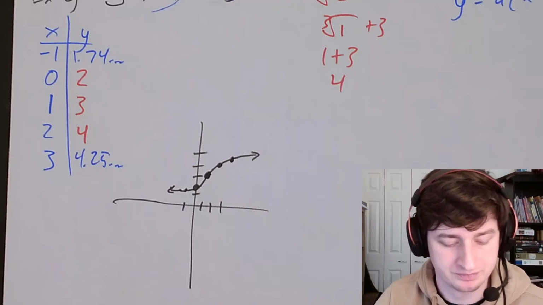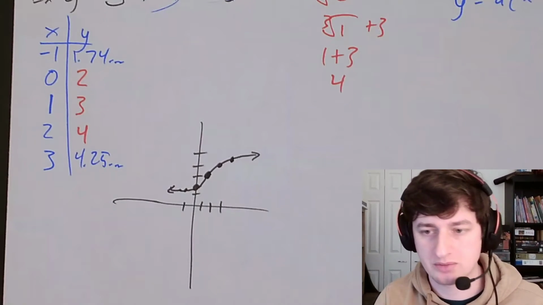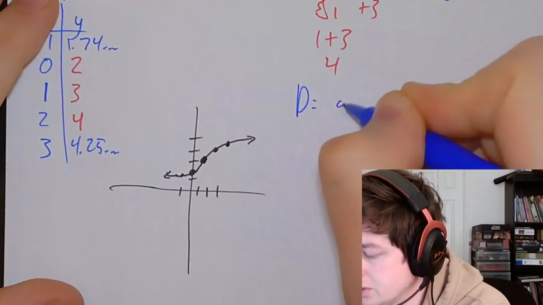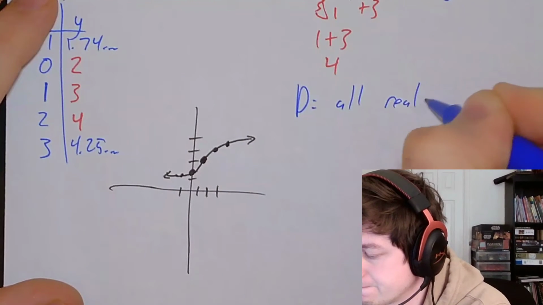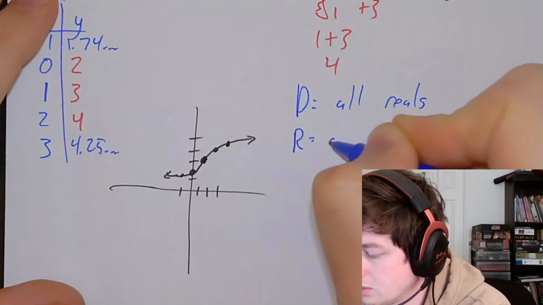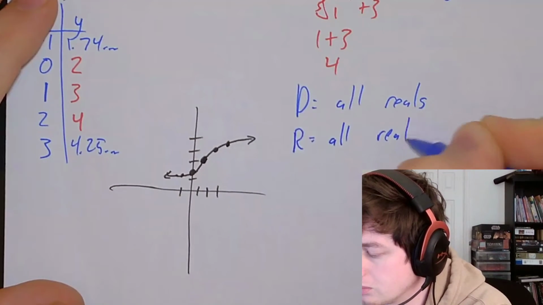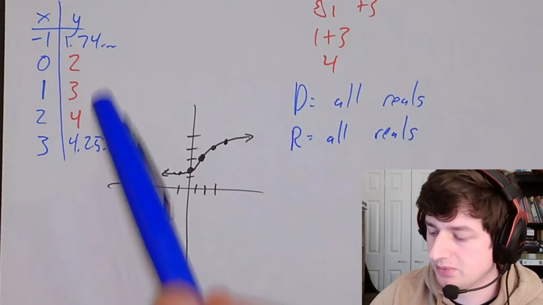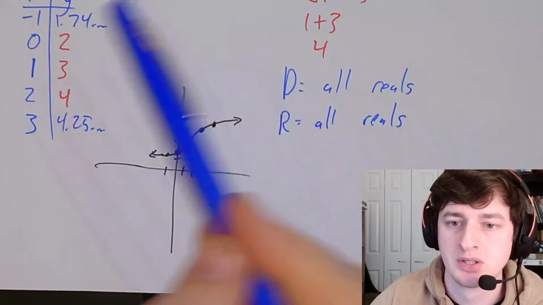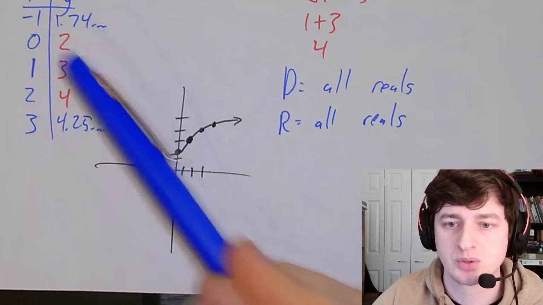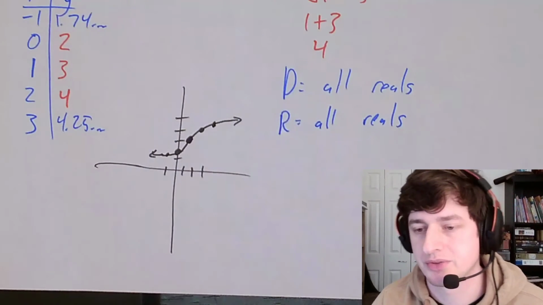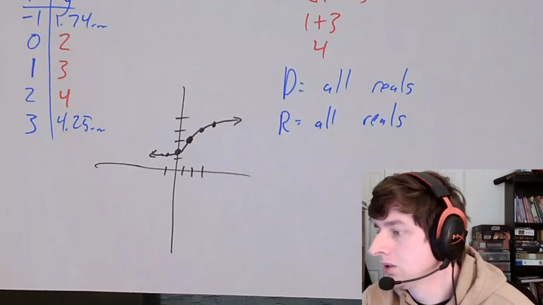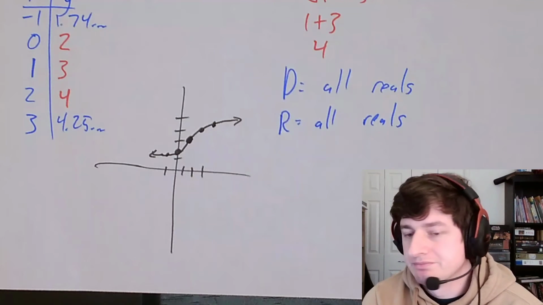Close enough. Okay, and then the domain and range, because it's cube root, domain is all reals. And the range, also all reals. And we're done. So we made our table, we graphed it. Use a calculator for this, right? We're getting decimals here. You're not going to be able to figure out the cube root of 2. I don't know the cube root of 2. There are ways to figure that out, but yeah.